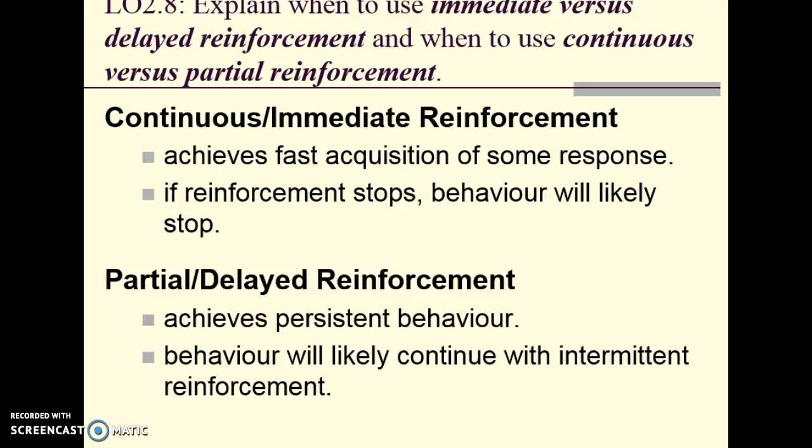Continuous immediate reinforcement achieves fast acquisition of some response. If reinforcement stops, behavior will likely stop. Partial delayed reinforcement achieves persistent behavior. Behavior will likely continue with intermittent reinforcement.